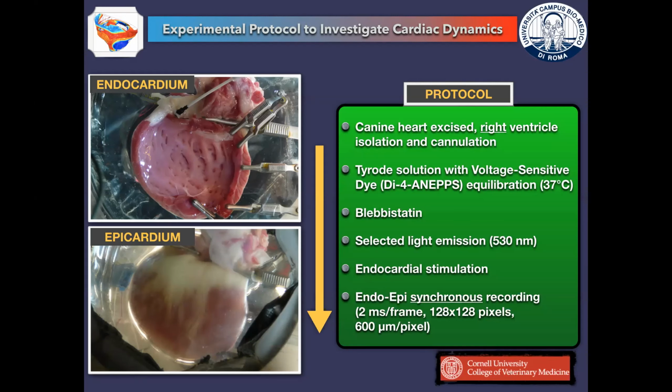Both endocardium and epicardium were optically mapped during different pacing down restitution protocols, realized by stimulating the tissue with a fixed electrode on the endocardium surface, starting from high pacing cycles and progressively reducing the stimulation period.